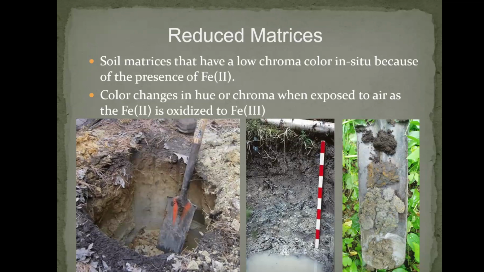It hadn't dried out in there, it hadn't had a chance for oxygen to penetrate and to reoxidize it. But that's a reduced matrix. It means it's underwater a lot. It'll get this gray color to it.